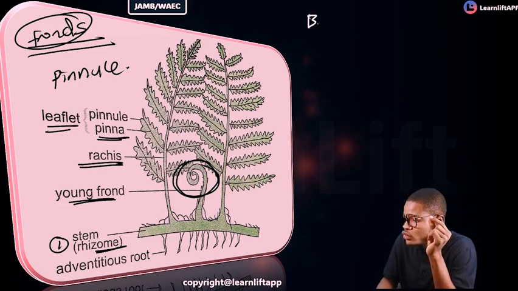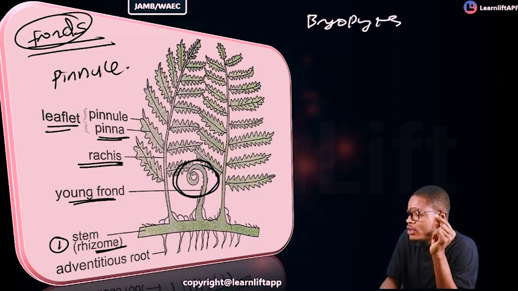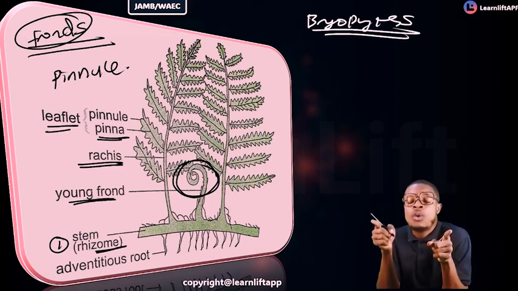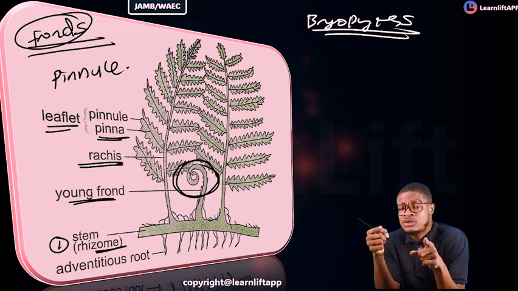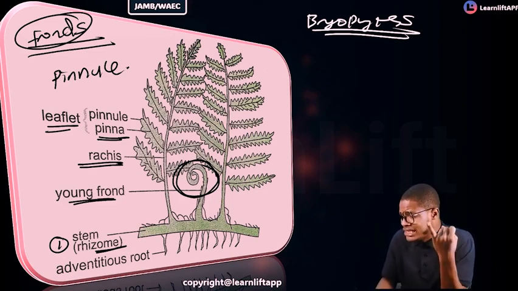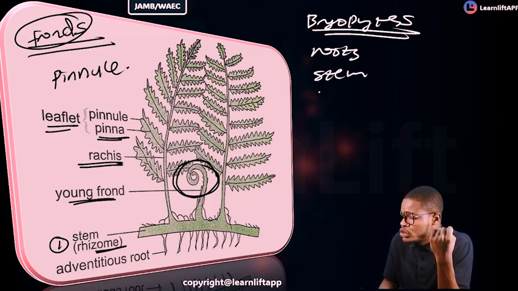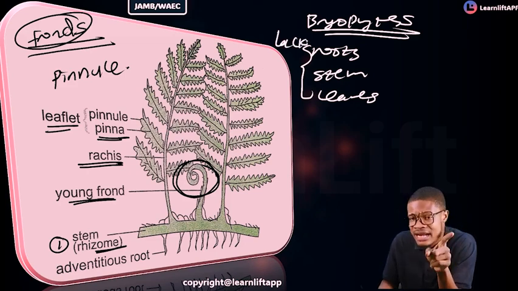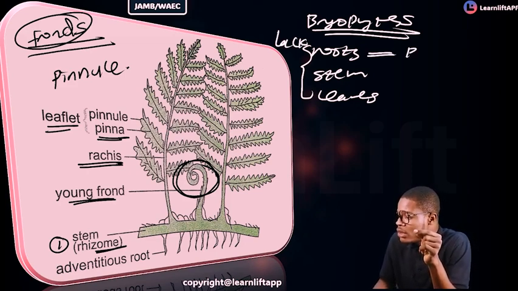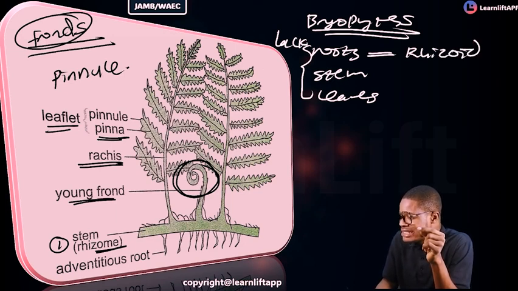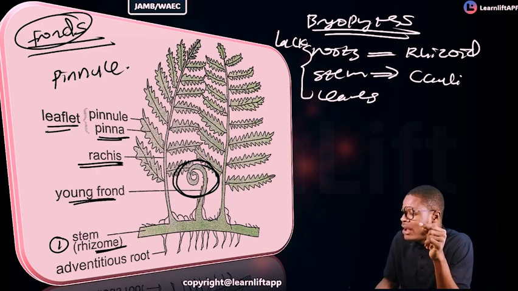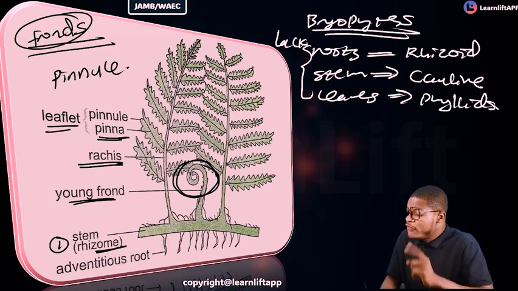Now, let me tell you something sweet about your bryophytes very quickly that you should hold tight. I told you that bryophytes lack true roots, they lack true stem, and they lack true leaves. Because they lack all these three, their roots are called your rhizoid. Their stem is called your cowline. Their leaves are called your phyllites.